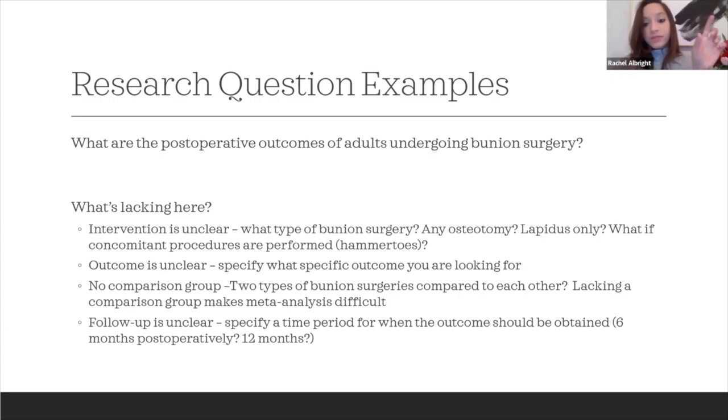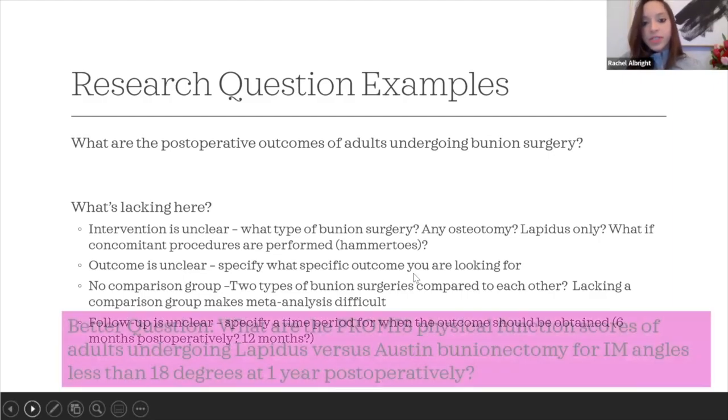There's no clear comparison group in this research question. You could be looking at two different types of bunion surgery together. Again, if you lack a comparison group, you can still do a meta-analysis, but it's honestly difficult. You're lower in your level of evidence right there, right out of the gate, by not having a comparison group. You're not going to achieve more than like a level 3 evidence study if you're not going to include studies that have a comparison group. So consider that. And the follow-up is unclear. What time period are we trying to obtain the outcome? 6 months postoperatively, 12 months, et cetera. So a couple of things are unclear with this research question.